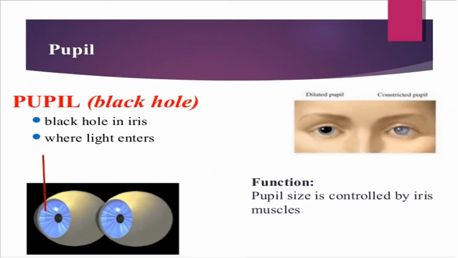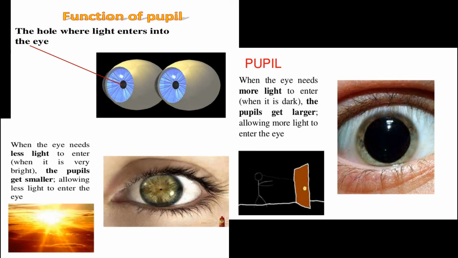Now coming to the pupil, it is the black hole which is present in the iris. Pupil size is controlled by the iris muscle, that is, by the two types of nerves, parasympathetic and sympathetic. The function of the pupil is that it is the hole where light enters the eye, and it is adjusted by the muscles of the iris. Here you can see the pupil is dilated, the size of the pupil is increased, and here you can see the size of the pupil is decreased.